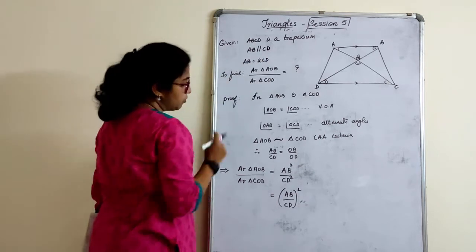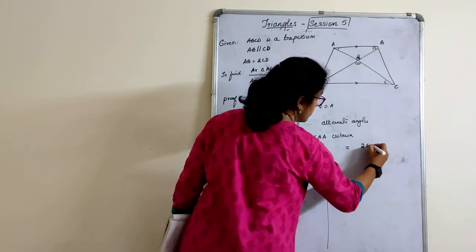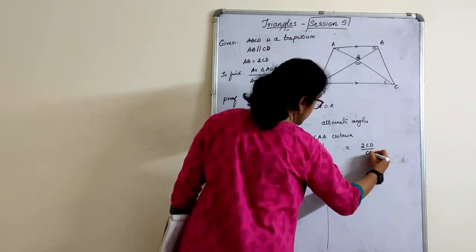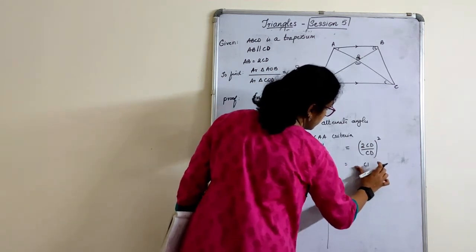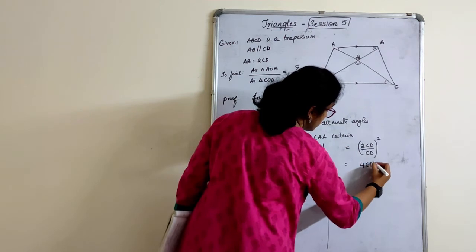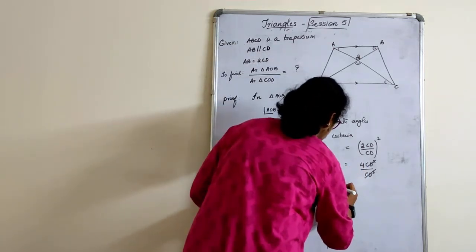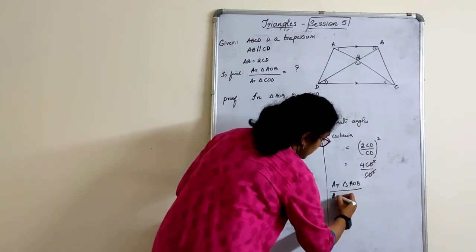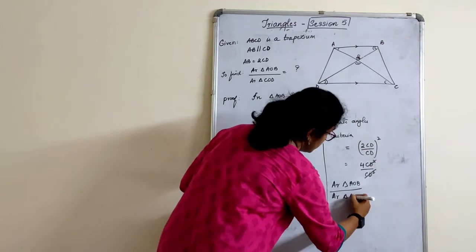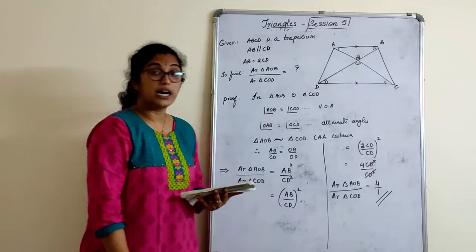We know that AB is equal to 2 times of CD. Instead of AB, I will write 2 times of CD divided by CD, whole square. So when we square this, 4 CD square divided by CD square, it will get cancelled. So area of triangle AOB to area of triangle COD is equal to 4 by 1. Ratio, if they ask, 4:1.